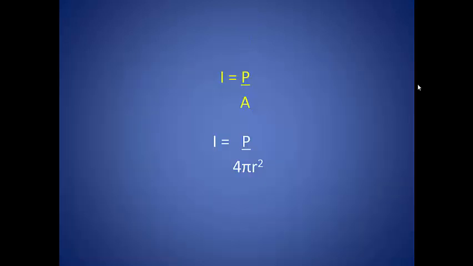If we want to be more specific in our measurements, we can substitute in the equation for surface area. So if we know how far away we are from a sound, we can determine the intensity of the sound at that point.